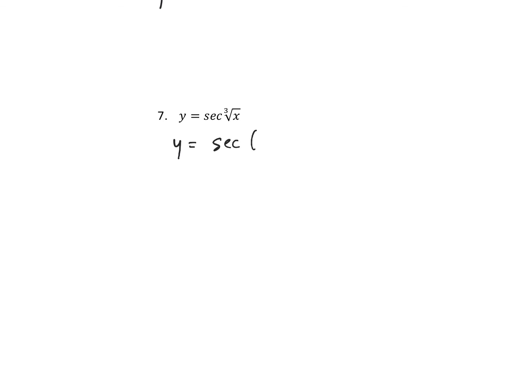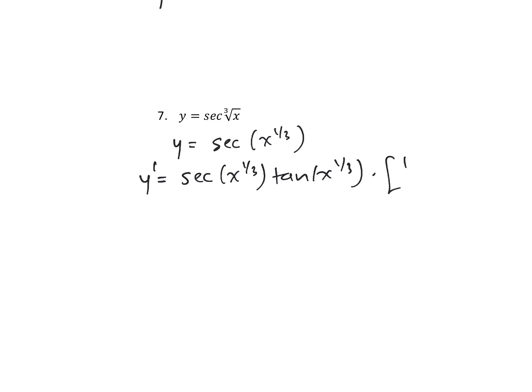Likewise with this one, I'm going to change cube root of x to x to 1/3. So the derivative of secant is secant x tan x. So secant x and then tan x. And then we're going to take the derivative of the inside, so that would be 1/3 x. 1/3 minus 1 is minus 2/3.